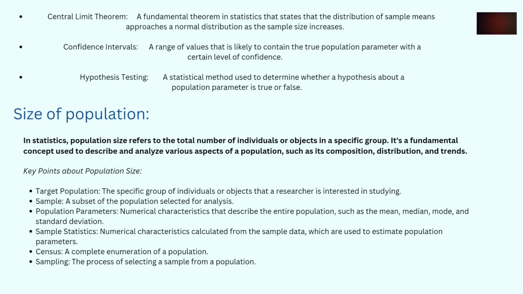So, what is the size of a population? In statistics, population size refers to the total number of individuals or objects in a specific group. It is a fundamental concept used to describe and analyze various aspects of a population such as its composition, distribution, and trends. The number of units in a population is called population size, and the symbol capital N is generally used to indicate the size of the population.